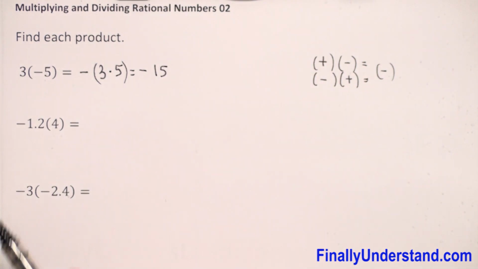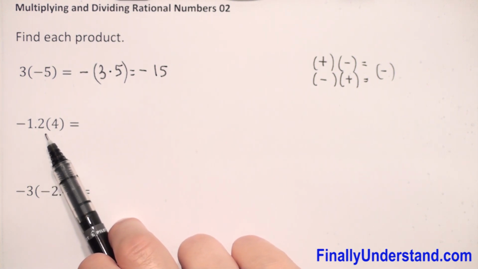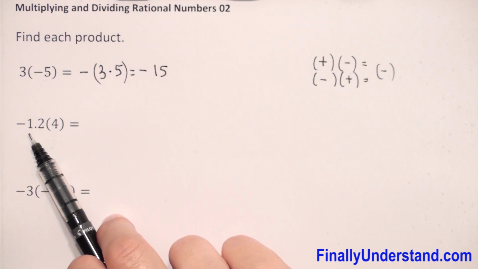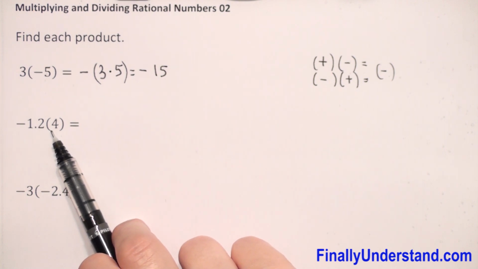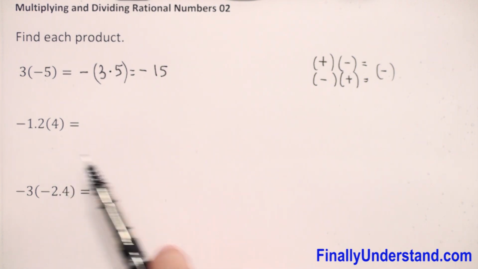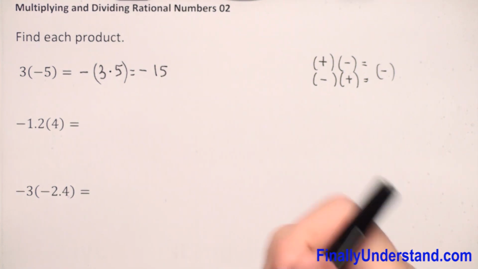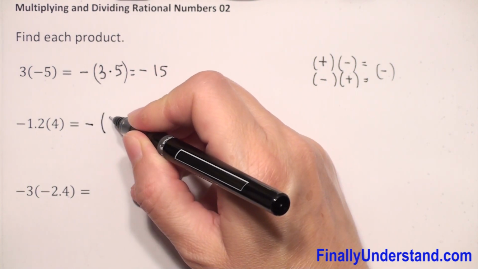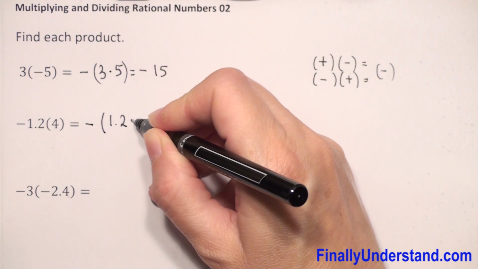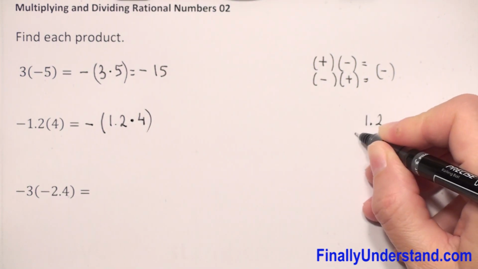Next example. Now we have negative 1.2 times 4. First number is negative and second is positive. When we don't have any sign, it means that this number is positive. Negative times positive gives me negative. So we will assign a negative sign, and now we have to multiply 1.2 times 4. So 1.2 times 4.